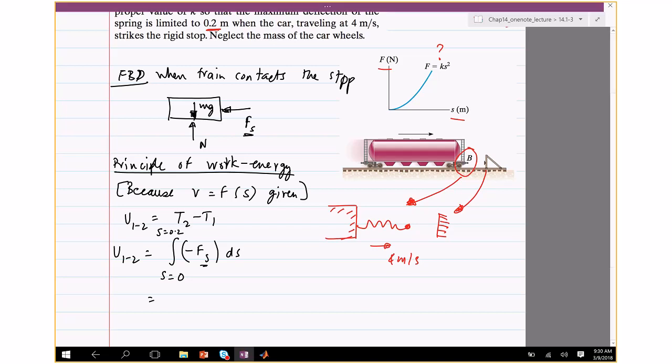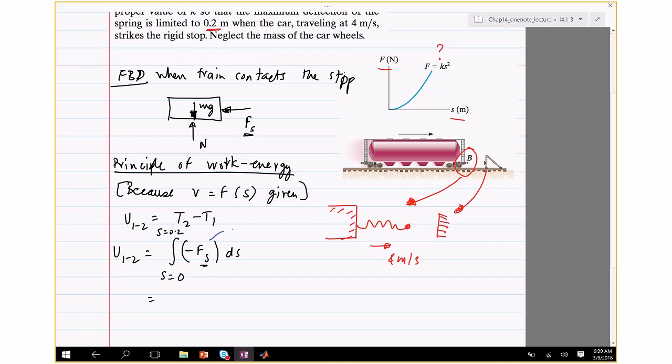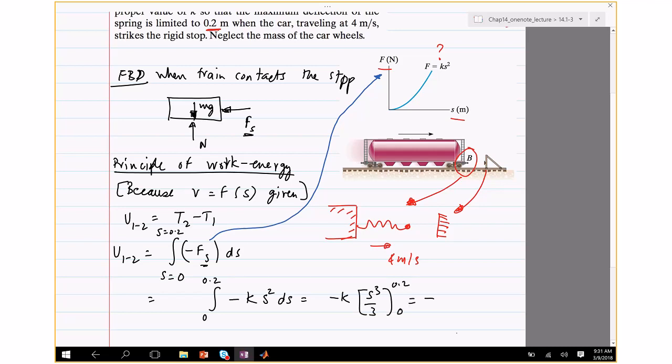So what is Fs? Fs is coming from this curve. It's a non-linear spring, so I need to put that expression in for the spring force. So it's the integral from 0 to 0.2 of minus k s squared ds. So it's minus k divided by 3 times s cubed. Let me write it this way: minus k outside, s cubed divided by 3, evaluated from 0 to 0.2, so that is 0.2 cubed divided by 3. I'm going to keep it as it is.